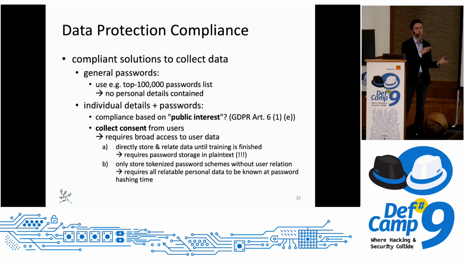So if you just want to attack general passwords, you only have to train it on the top 10,000 or top 100,000 password lists, because they don't contain any personal details. But if you want to use individual information, you have two choices. First of all, there is Article 6 in the GDPR, which states that if the processing of data has some public interest, like increasing security maybe, then it would be possible. But please, I'm not a lawyer.